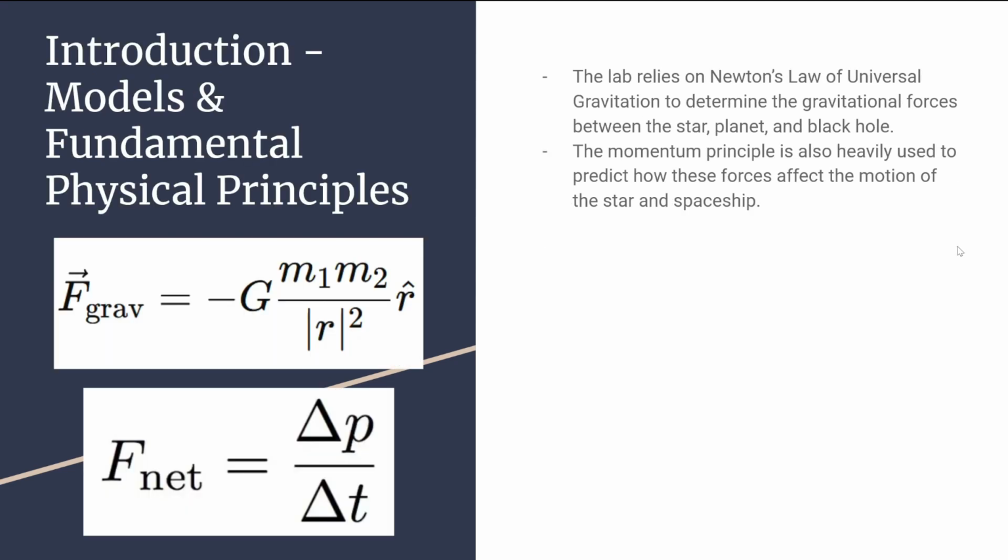The lab relies on Newton's law of universal gravitation, shown down here, to determine the gravitational forces between the star, planet, black hole, and spaceship. The momentum principle is also heavily used to predict how these forces will affect the motion of the star and spaceship.